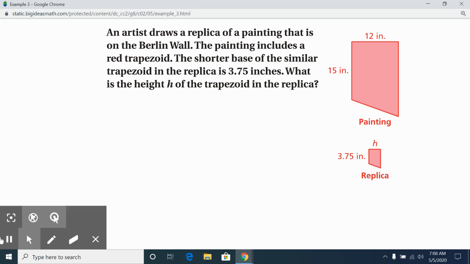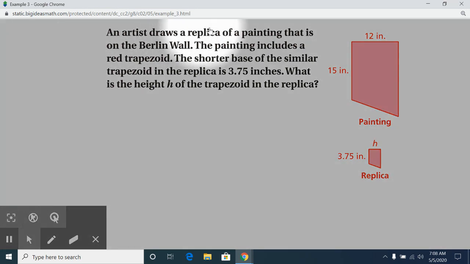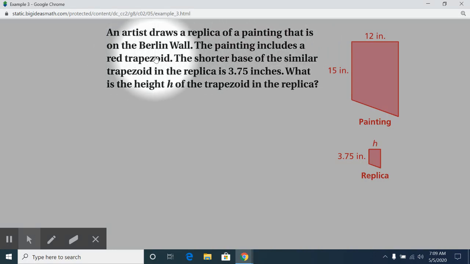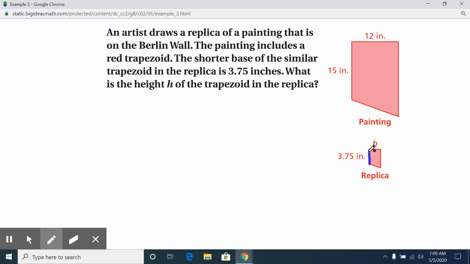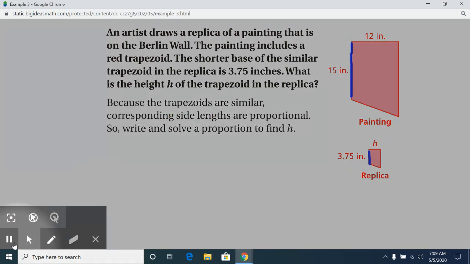It says an artist draws a replica of a painting that is on the Berlin Wall. The painting includes a red trapezoid. The shorter base of the similar trapezoid in the replica is 3.75 inches. What is the height of the trapezoid in the replica? I'm looking at these two shapes and I know these sides. So I'm going to make a fraction out of them, which is, I believe, what the book does as well.